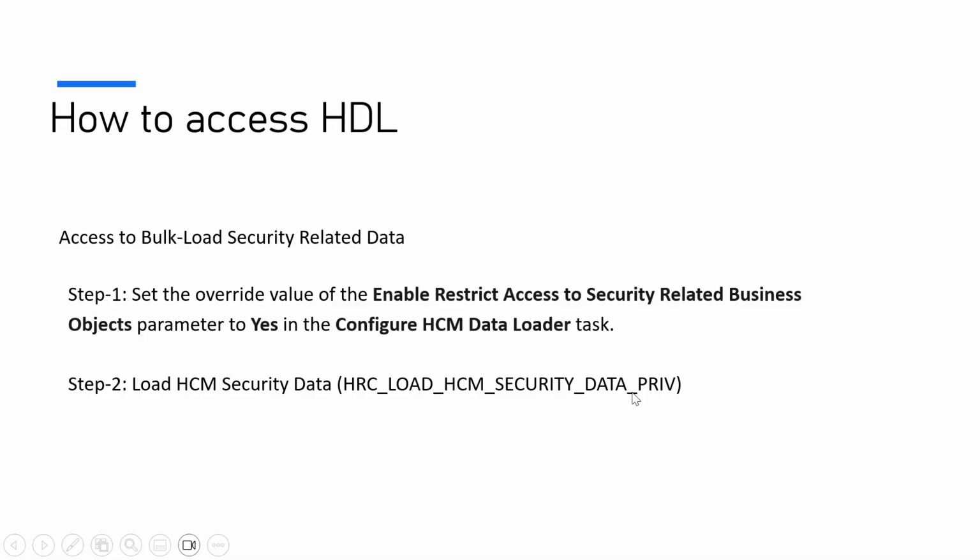The next slide will give, okay, so this is specific to the users who are dealing with security related objects. Whenever a user wants to load data to any security related object, take an example of area of responsibility, then the user should have this privilege, load HCM security data privilege. Along with that, the user should also set the enable restrict access to security related business object parameter to Y in this configure HCM data loader task.